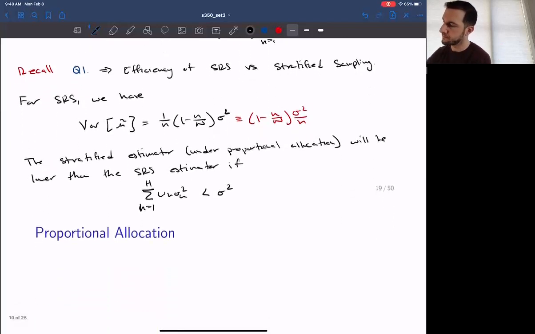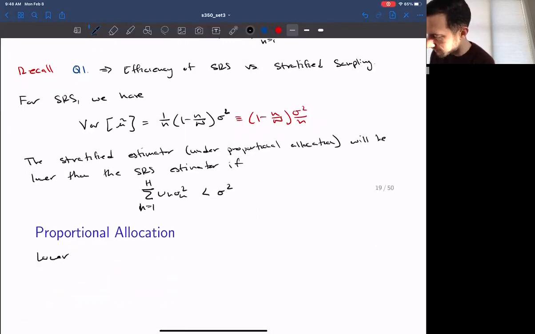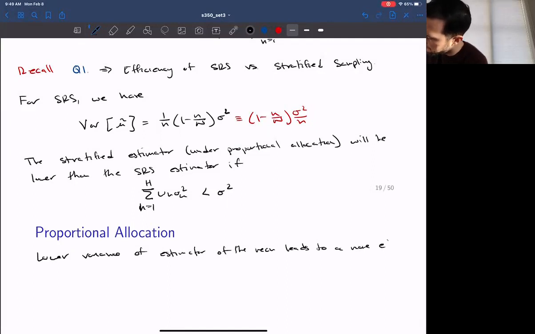Okay. So lower variance of the estimator of the mean leads to a more efficient sampling protocol. Okay, so that's the basic idea.